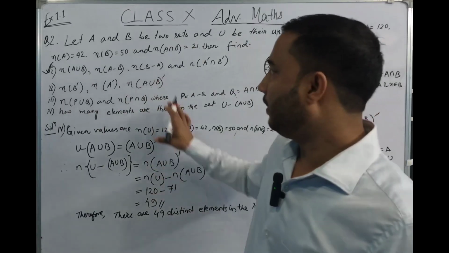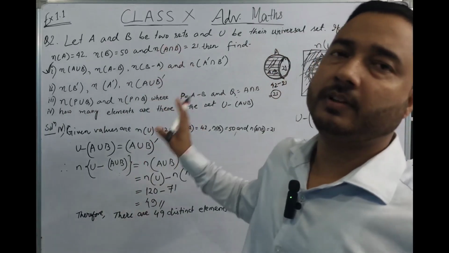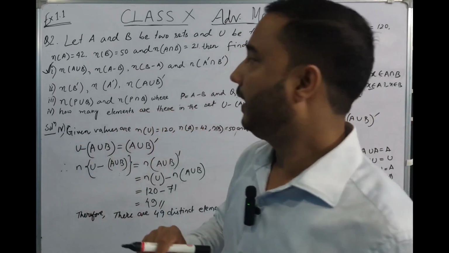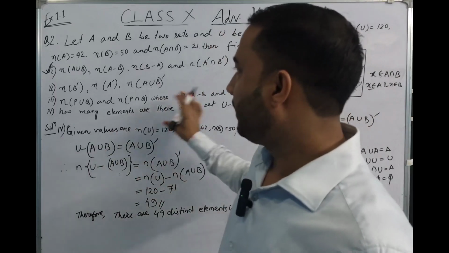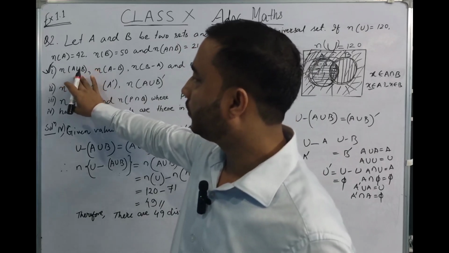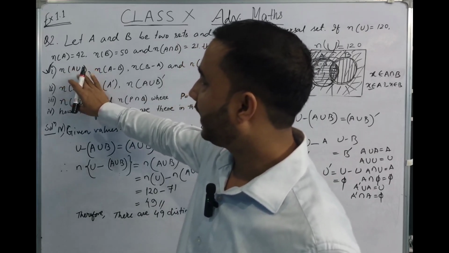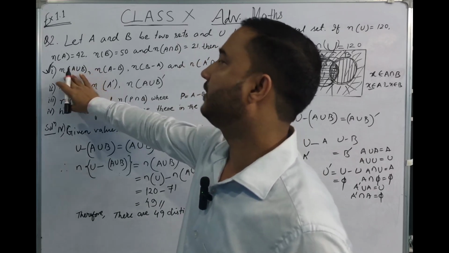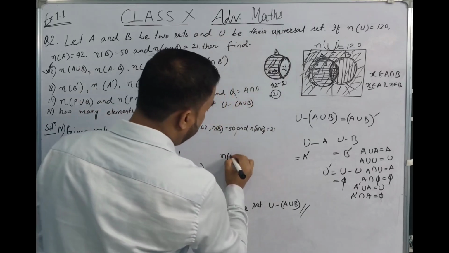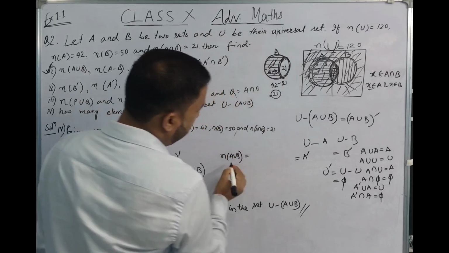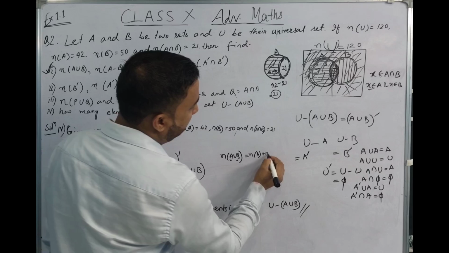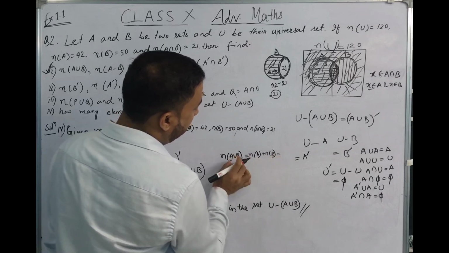Now, I think all the questions are clear to you. If you have any doubt, then you can write to me. I will clarify it again. And if we summarize, then we get number of A union B equal to number of A plus number of B minus number of A intersection B. This is the formula you have to remember. The sets are A and B, so you take number of A plus number of B minus number of A intersection B.